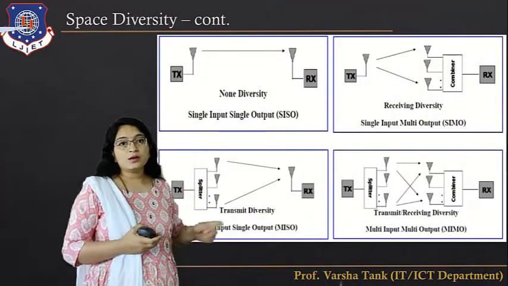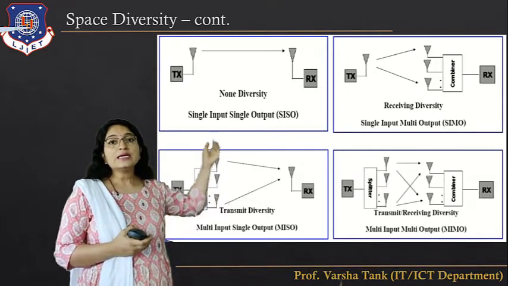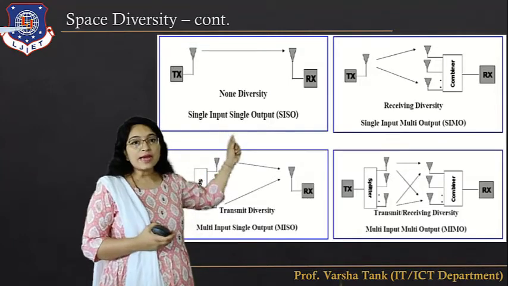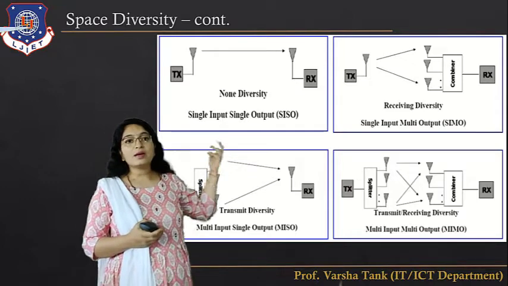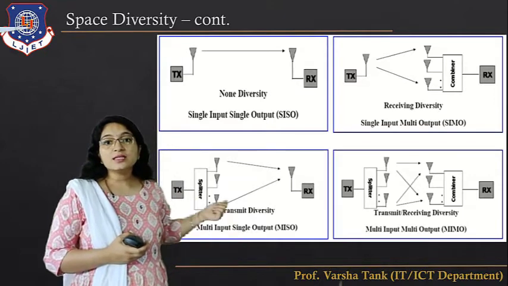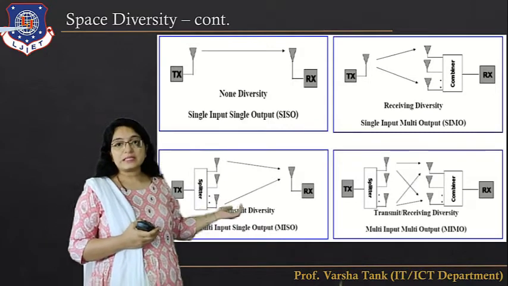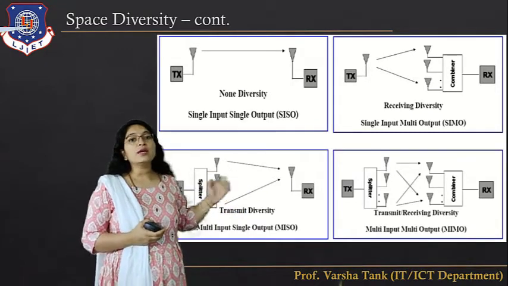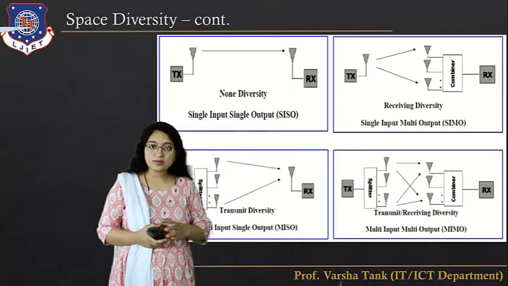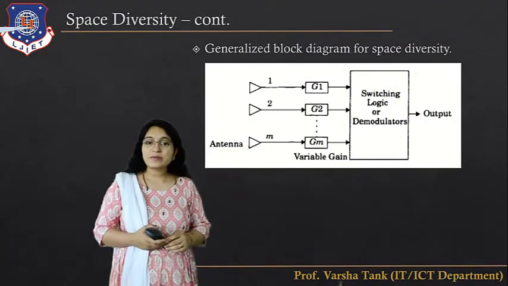Now here you can see an example, this figure shows the space diversity. Here no diversity is there because it is single input and single output. Here receiver diversity is there, that is single input and multiple output. And here you can see transmitter diversity is there. Why? Because different transmitters are used to transmit the signal. And here you can see multi-input and multi-output, because multiple transmitters and multiple receivers are there.